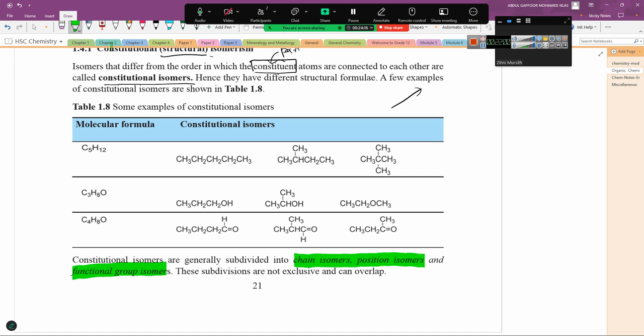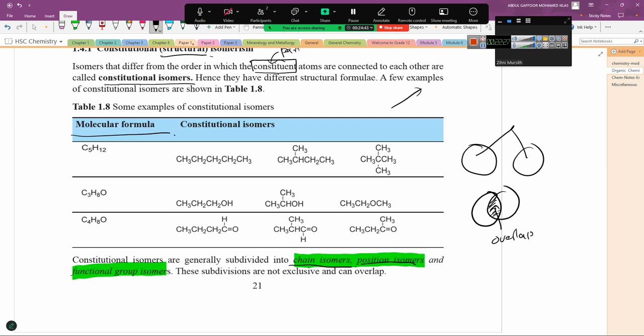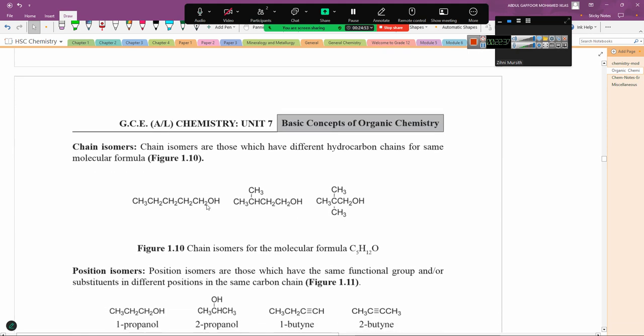Exclusive means what? Mutually exclusive sets. In mathematics, mutually exclusive means there is no intersection. So they can overlap. They can overlap means, for a particular molecular formula, we may have both chain isomers and position isomers. So here you can see there is an overlap. This portion is the overlap. Have you understood that? Right, now chain isomers.